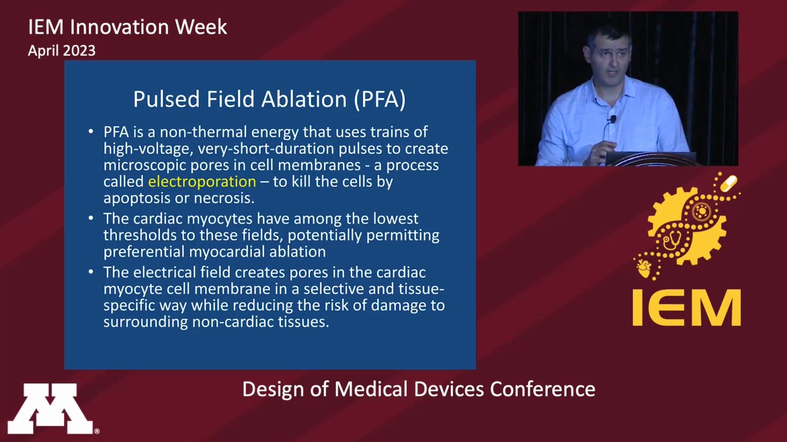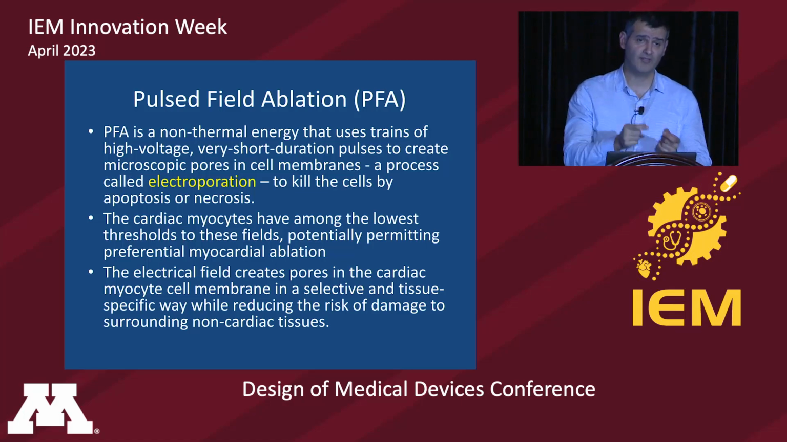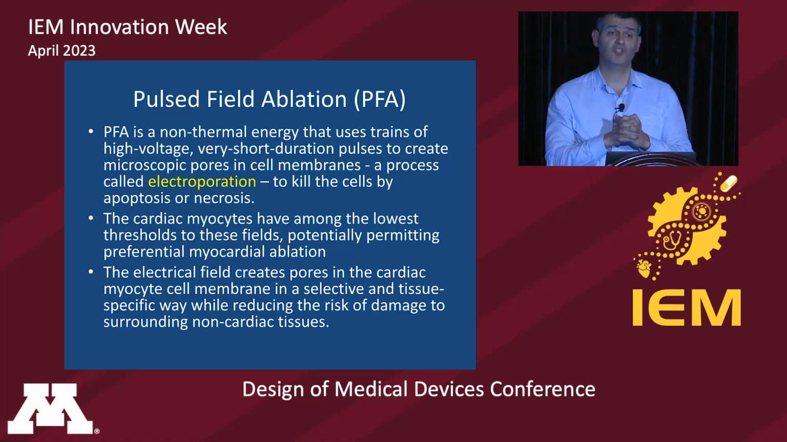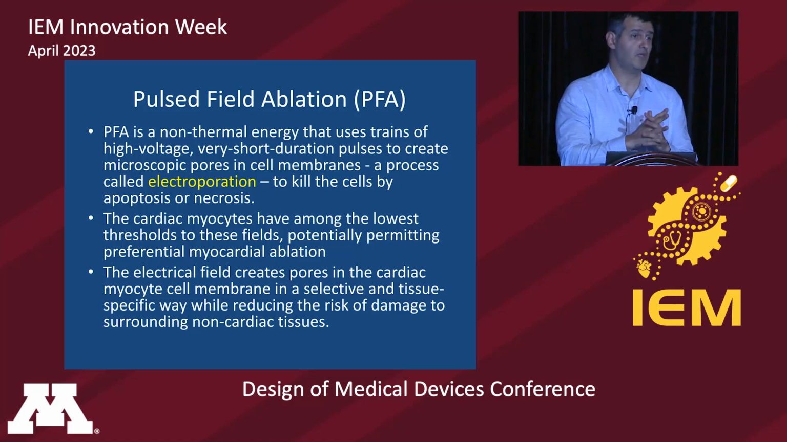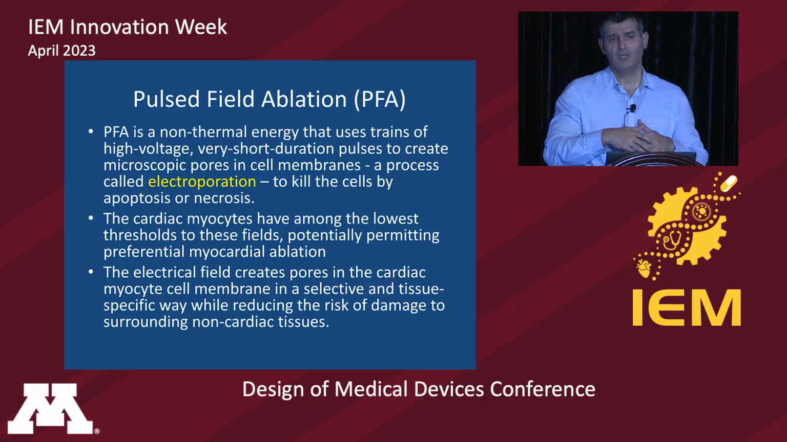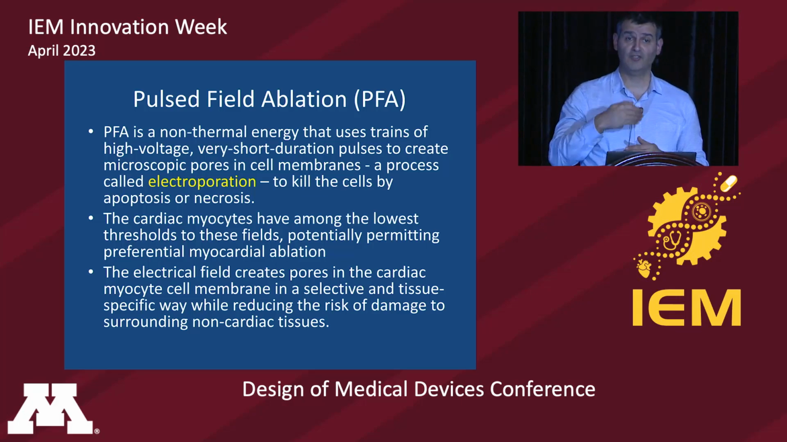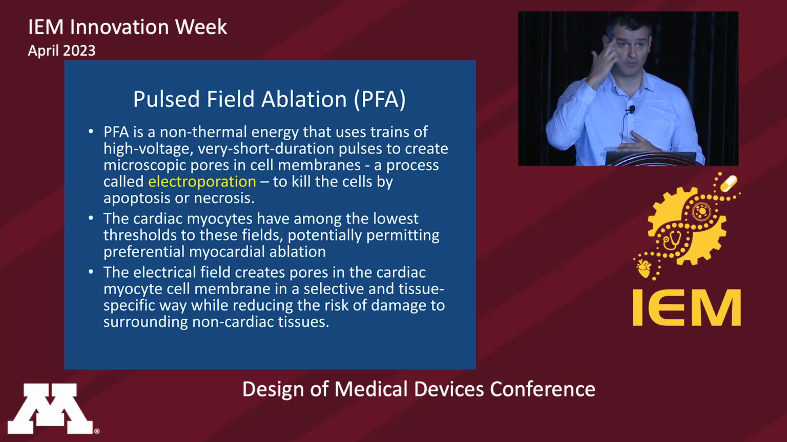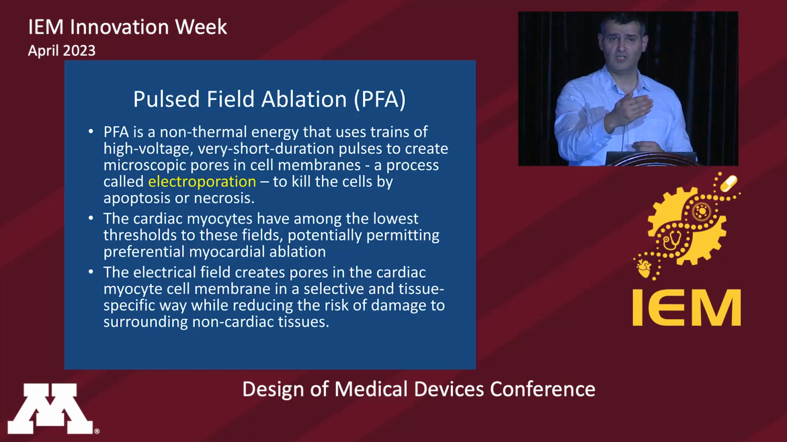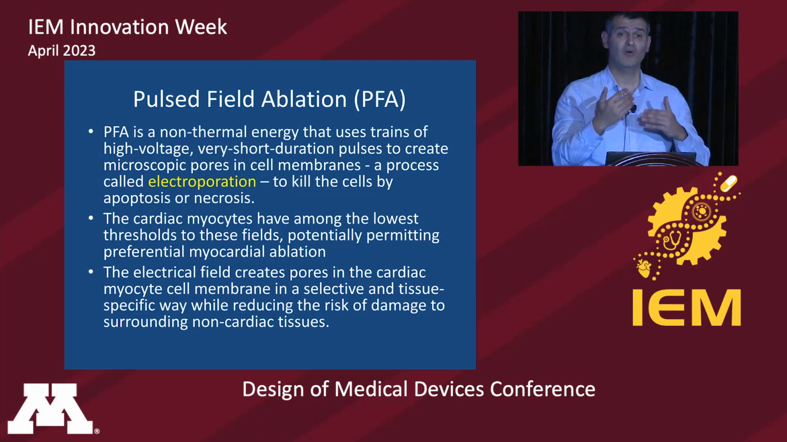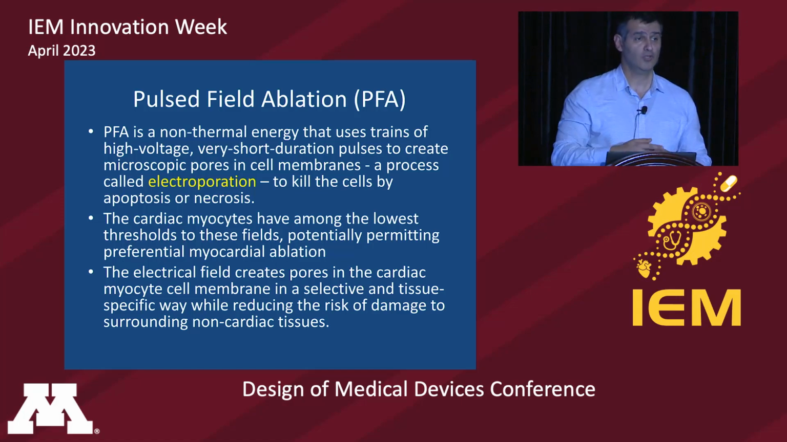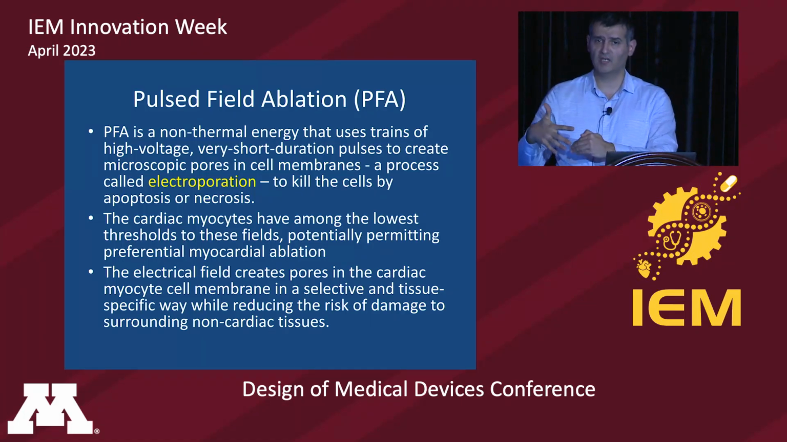The cardiac myocytes have among the lowest thresholds to these fields, so they are more sensitive than other tissues. Hence, it makes the myocardium a more tissue-specific target for PFA. Meaning, if I put a PFA catheter in the atrium and I deliver, the atrial cells are more sensitive to PFA, let's say, than the esophagus, which sits right behind the left atrium. So the thought is we can injure the myocardial tissue without injuring the esophagus behind it. So it's what we call a tissue-specific energy delivery.